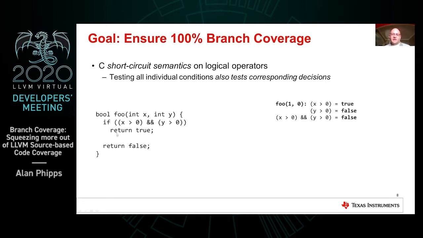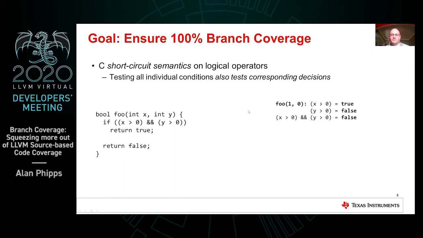So I want to ensure that the if statement evaluates to true and false both times, and I want to ensure that each condition evaluates to true and false at least once. Then the first thing I might do is write a test that passes in something greater than 0. This would ensure that the initial condition evaluates to true, and it would ensure that the second condition evaluates to false, and the ultimate branch decision evaluates to false.